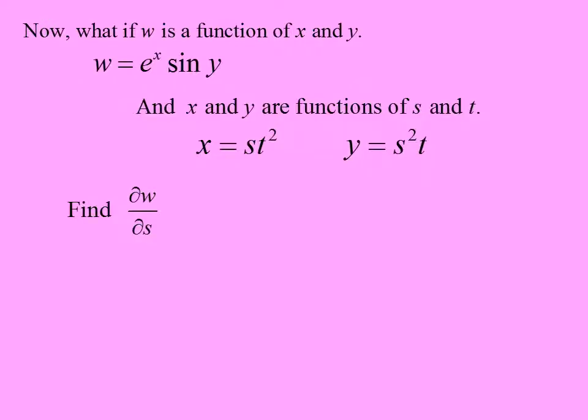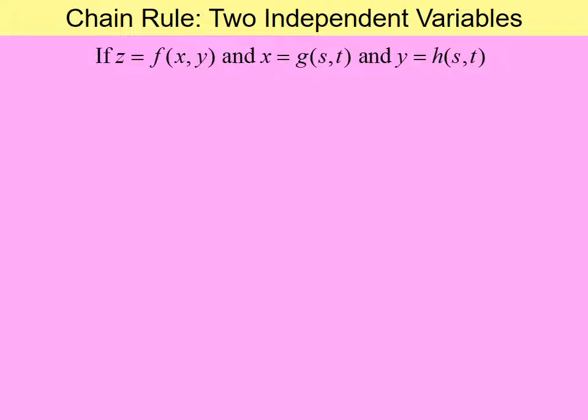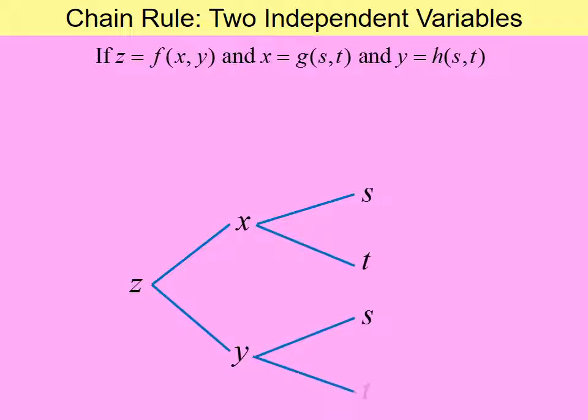Now here is a slightly different problem. So we'll have a slightly different looking chain rule. Look for the patterns and the ideas behind the chain rule. We're trying to find the partial of W with respect to S. So we have Z as a function of X and Y, and X is a function of S and T. Y is a function of S and T. So here's our tree diagram for this.